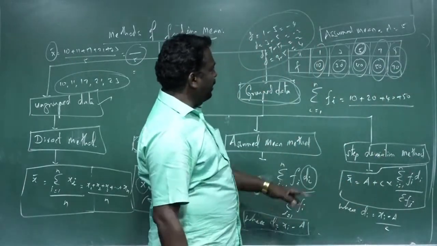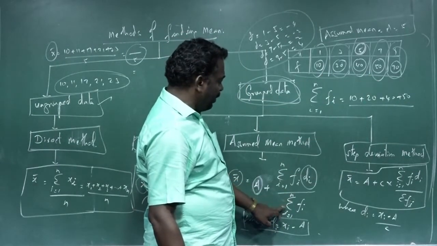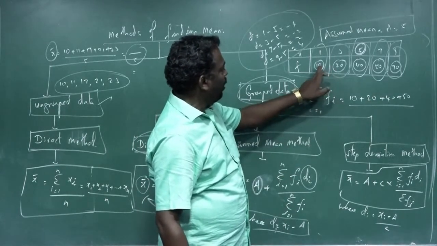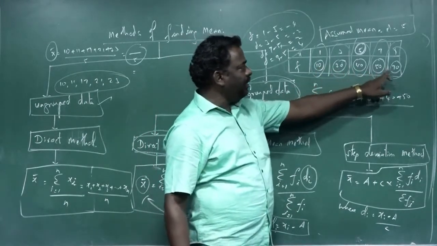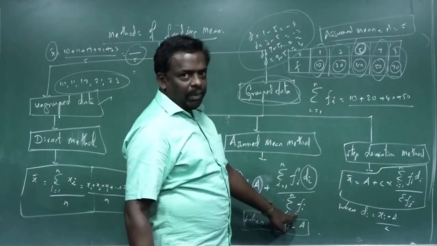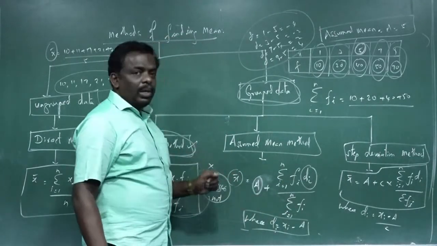So multiply d with the corresponding frequency for the numerator, and divide by the summation of frequencies, adding all the frequency values 10, 20, 40, 50, 70. The total is defined as summation fi. So we just calculate this, using the formula to find the mean by the assumed mean method.